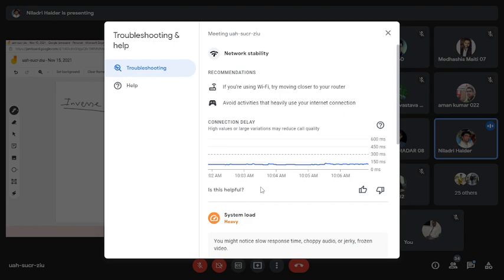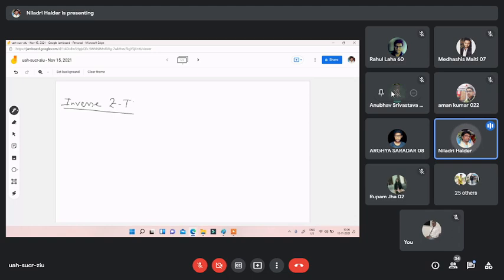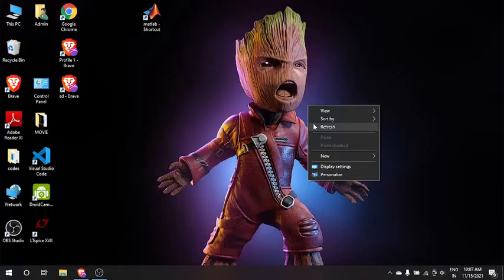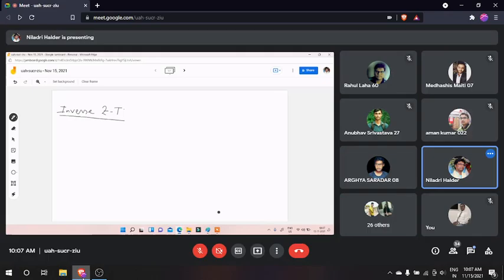Okay, let's start today's class. So, in the last class, we have seen how to calculate the inverse Z transform by using the partial fraction expansion method. Today, we'll check the residue method.